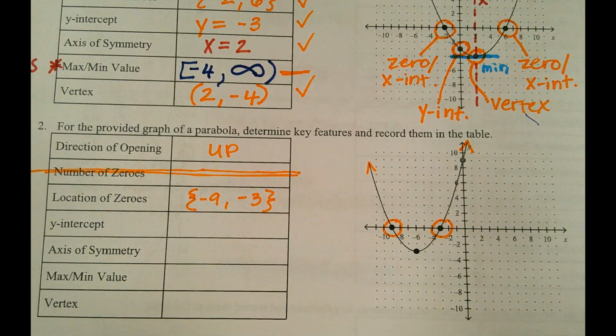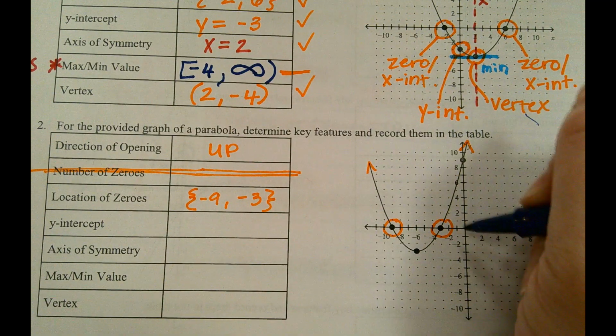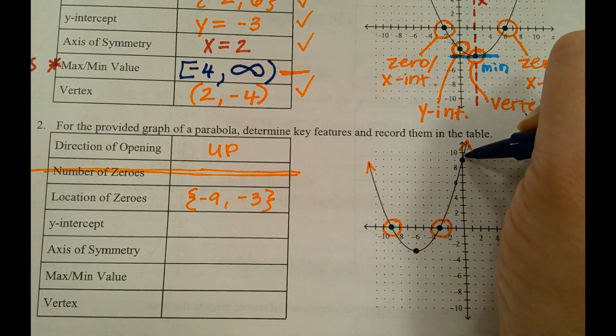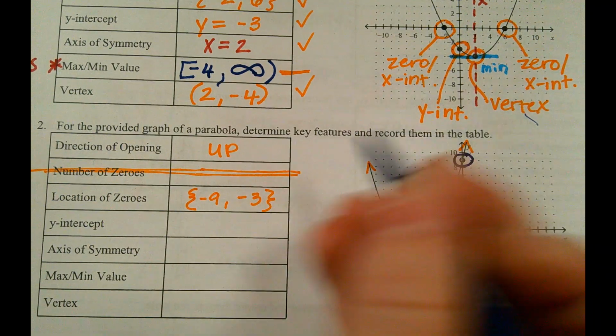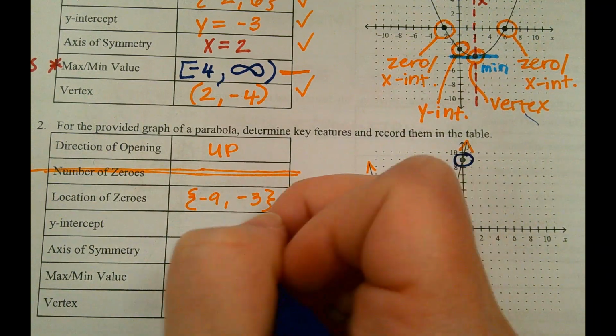Okay. What about my y-intercept? 9. Where does it touch the y-axis? Right here. In between the 8 and 10. So that would be 9. Y equals 9.